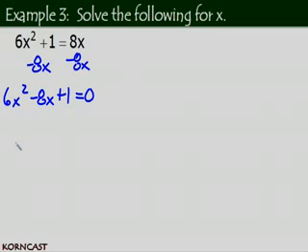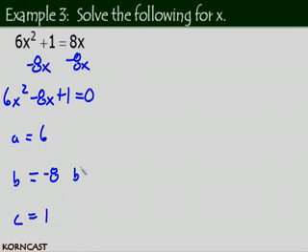Now, in order to use the quadratic formula, I must identify my a, my b, and my c terms. Well, my a term is 6, my b term is negative 8, and my c term is 1. And again, I like to go ahead and square my b term now. Well, quantity negative 8 squared is going to give me a positive 64, because negative 8 times negative 8 is going to be a positive 64.